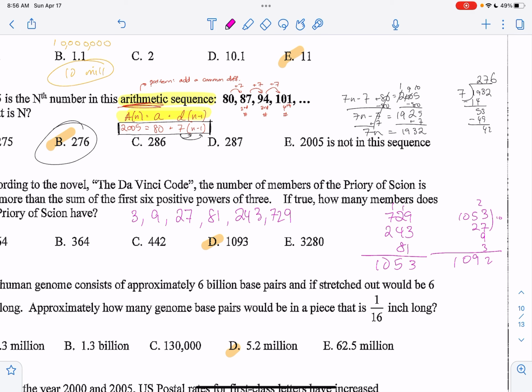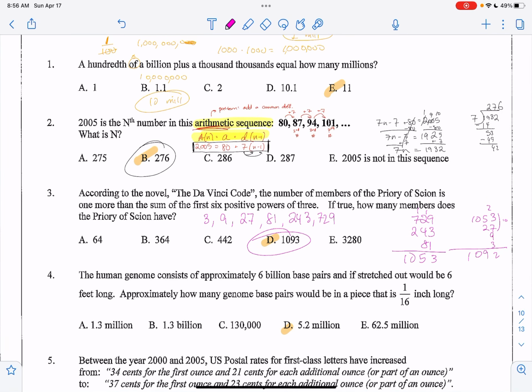Should be 1090. Let me double check. The closest one is choice D. Check the addition here. Yes, should be 1092. So the typo here should be a 2.